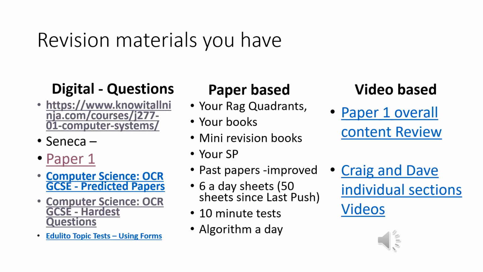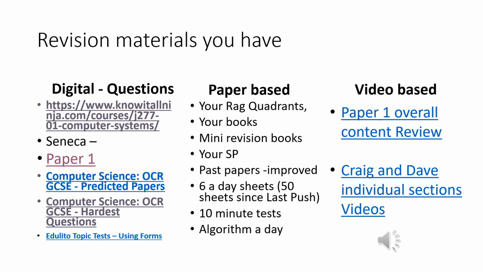So, having watched this very short video, which will only be a few minutes long, you need to look at what can I do next. Well, there's the Know-It-All Ninja questions. You can review all of those and the little tasks that go with it, even the PowerPoints, the videos that go with it. Then there's the Seneca papers. There's the normal paper, which you've done, the predicted paper, which you might have started, and the OCR hardest questions. I've also put a link in there for Edulite or topic tests. You did some of those during the last couple of weeks before the end of term.